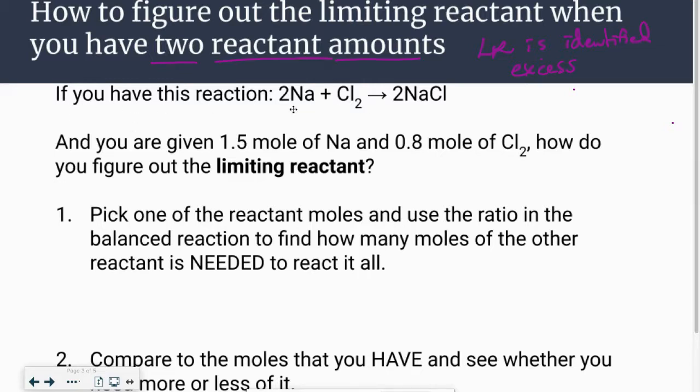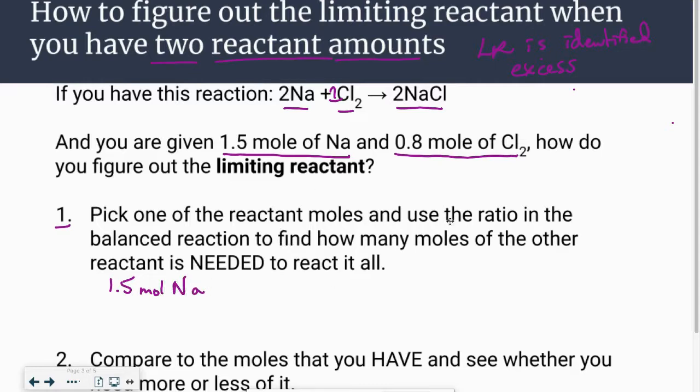So in this reaction, we have the salt-making reaction: 2Na + 1Cl2 gives 2NaCl. We're given 1.5 moles of Na and 0.8 moles of Cl2, and we have to figure out which one of these is the limiting reactant. So what we want to do is first pick one of the reactant moles. It does not matter which one you pick. I'll pick the 1.5 moles of Na.